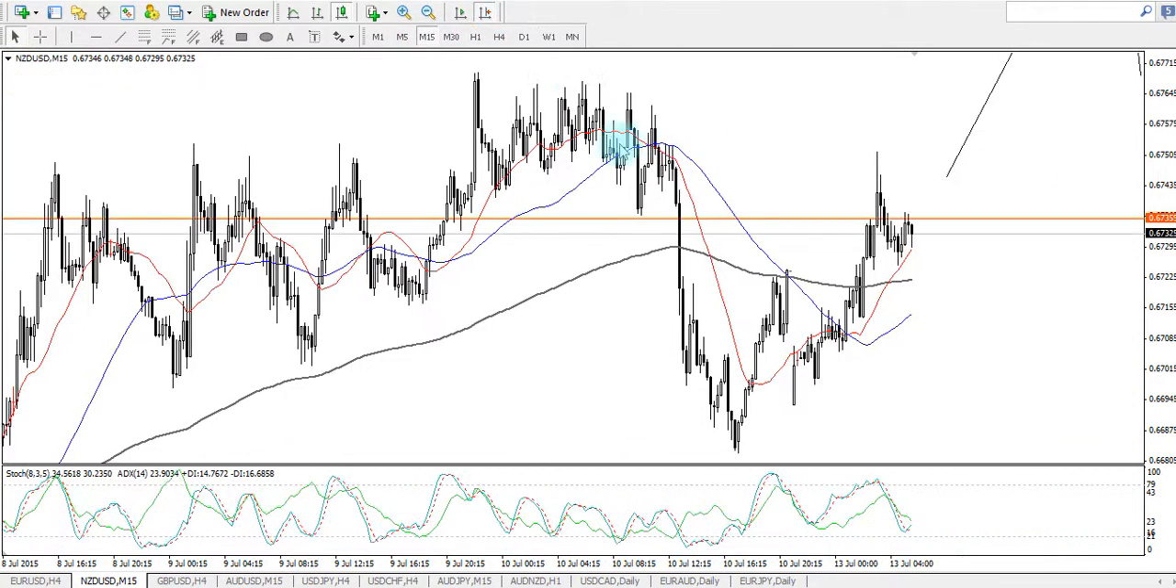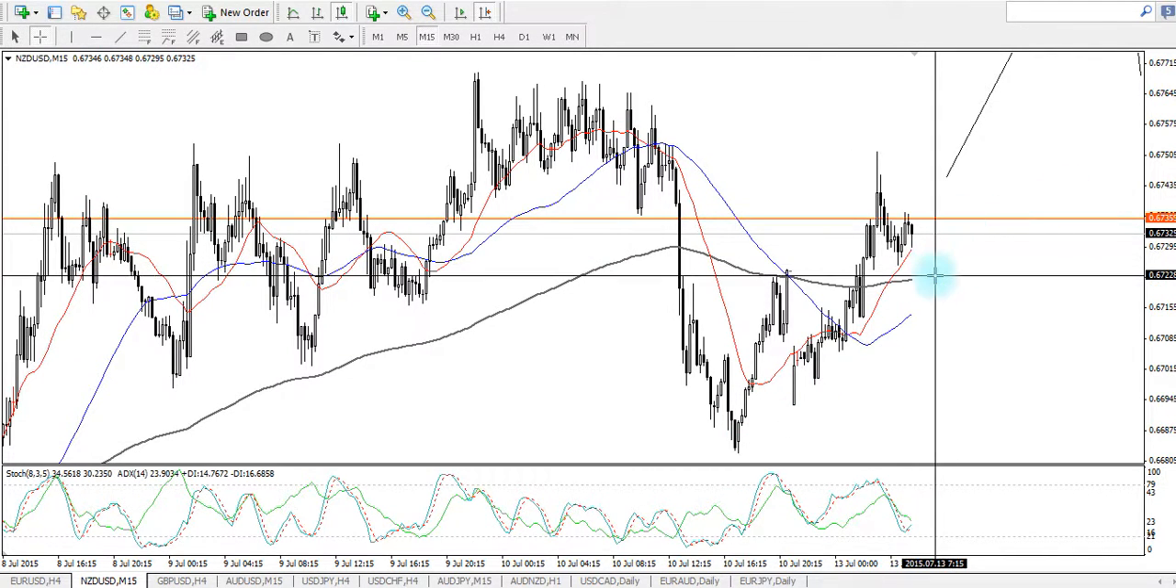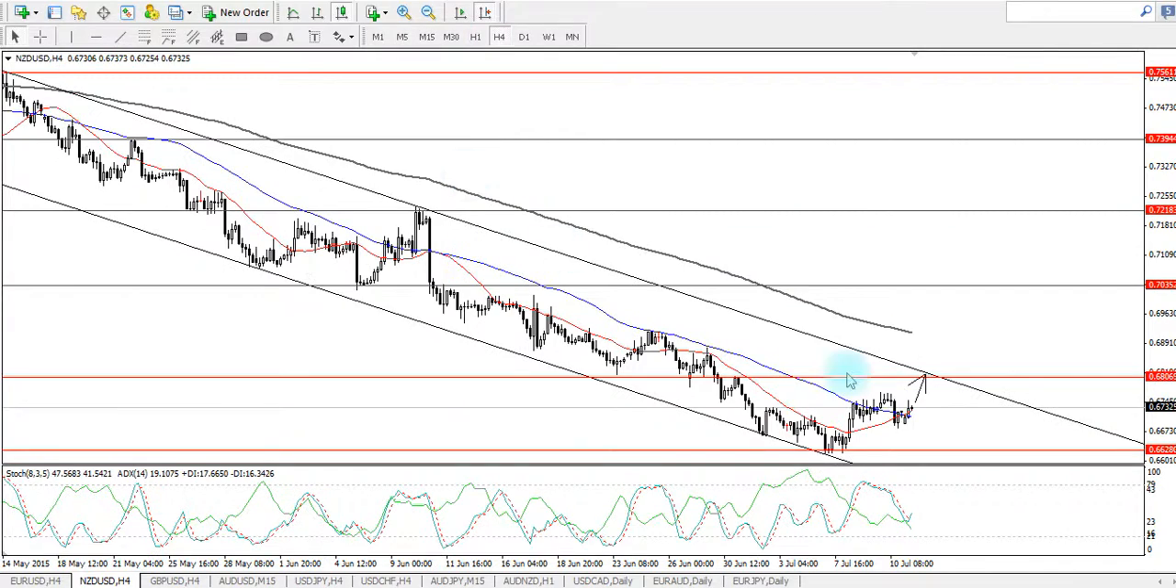Alright, so let's zoom in the 15-minute chart. I'm looking for price to retrace and probably get supported at the 55 moving average to go for a long instead. Alright, or if not, just have to wait for price to reach the top of the falling trend channel. Right, so that's for the New Zealand dollar against the US dollar.